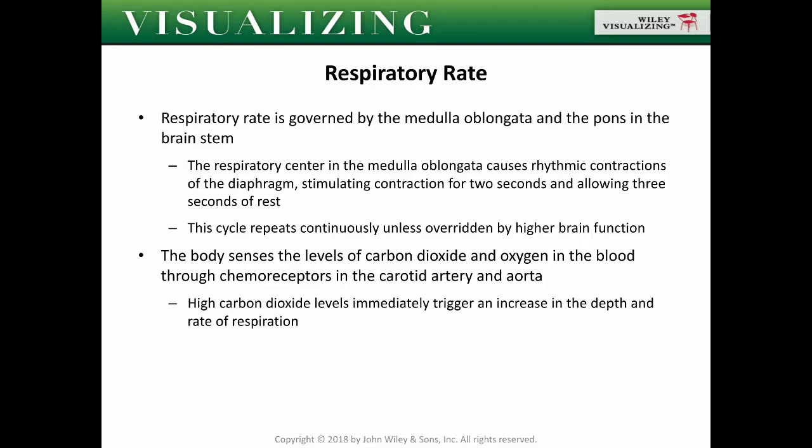The body can sense the level of carbon dioxide and oxygen in the blood through the different chemoreceptors in the carotid artery and aorta. If you have high carbon dioxide levels, it will immediately trigger an increase in the depth and rate of respiration.